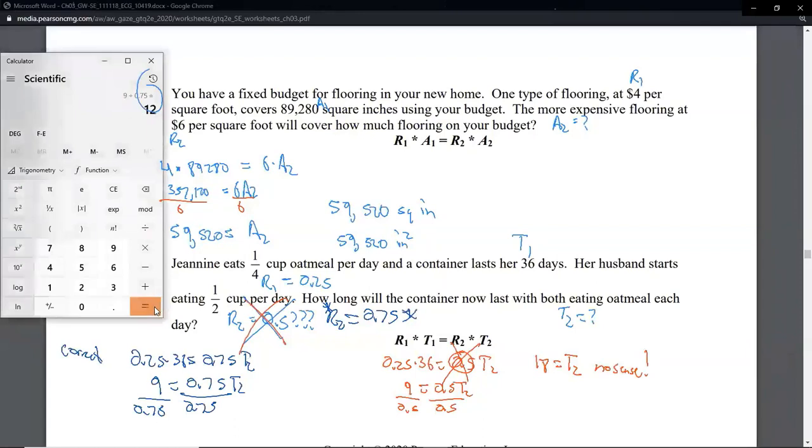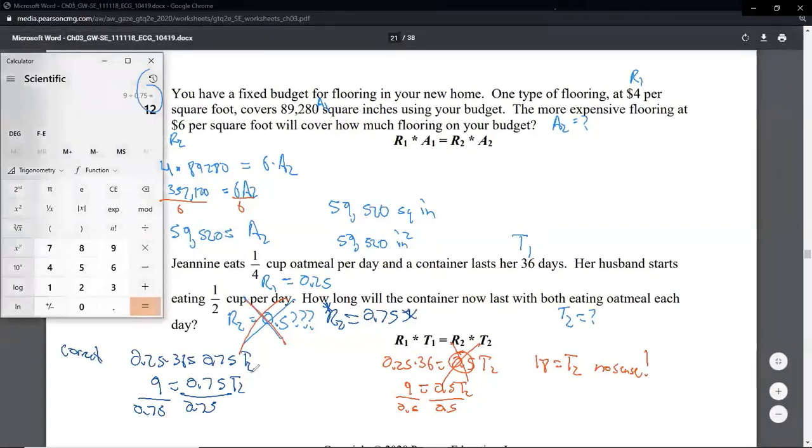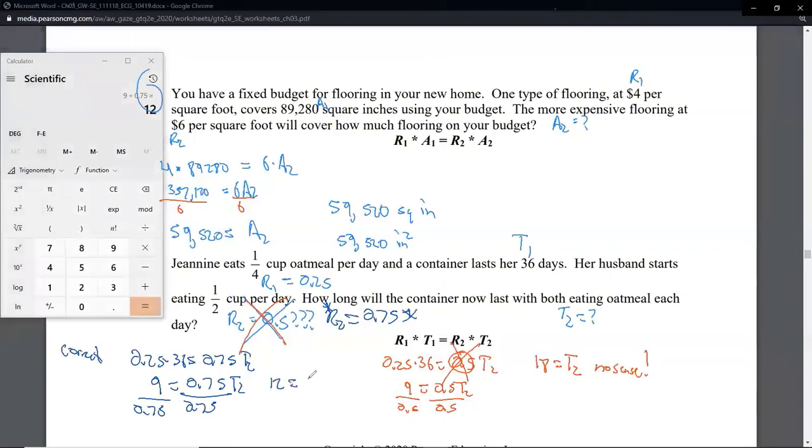It's going to be 12. So that says that 12 is equal to T2. The time was in days, so it's 12 days, and that does make sense.